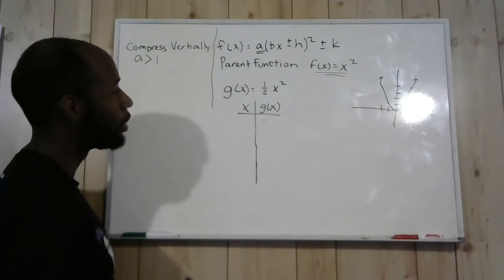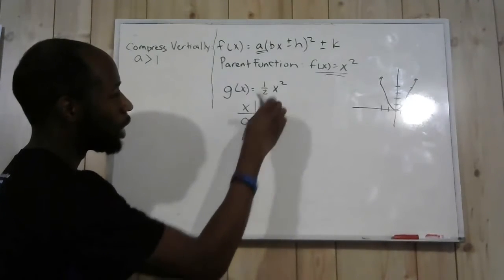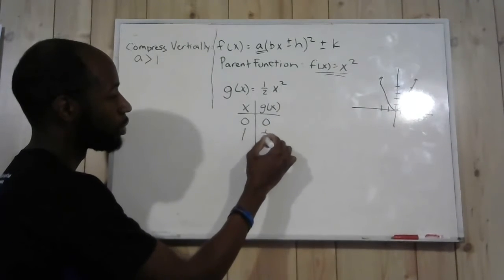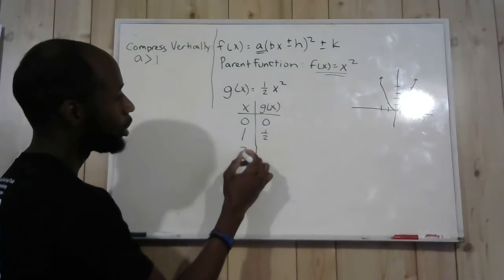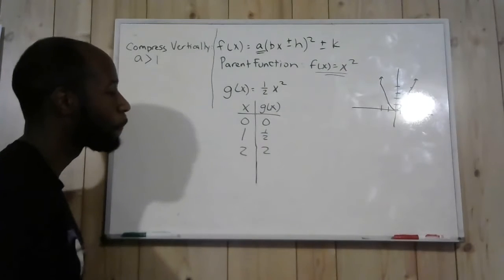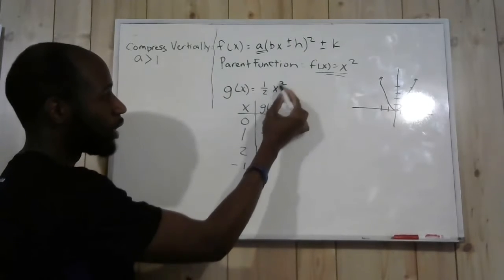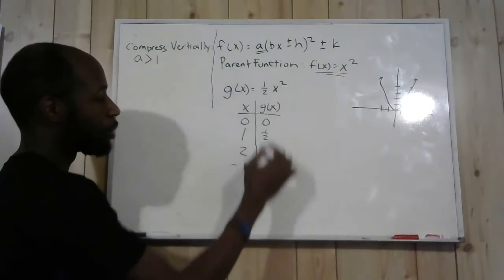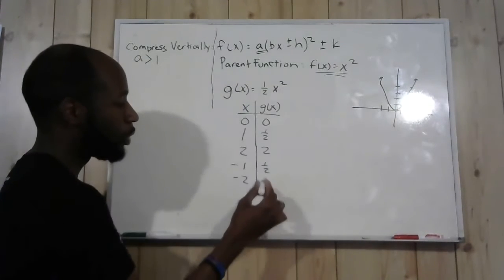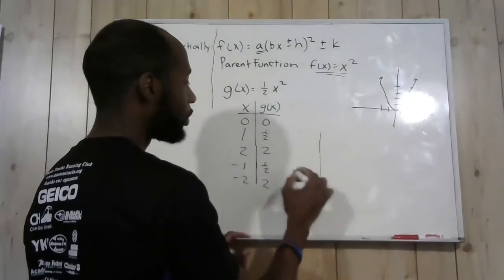All right. So let's get our values. When x is 0, g of x is 0. When x is 1, 1 squared is 1, and then 1 times 1/2 is 1/2. When x is 2, 2 squared is 4, and then 4 times 1/2 is 2. Okay, let's go back the other direction. When x is -1, -1 squared is 1, and 1 times 1/2 is 1/2. When x is -2, -2 squared is 4, 4 times 1/2 is 2. So let's graph that real quick.